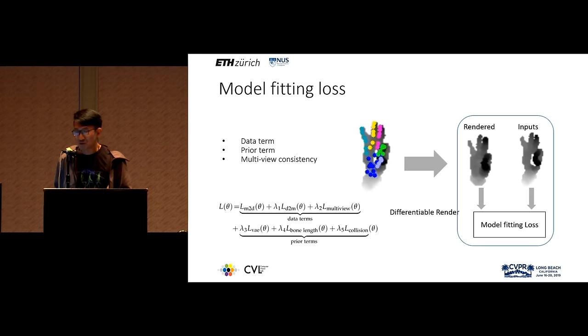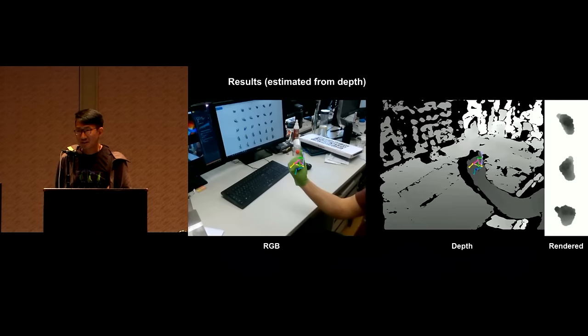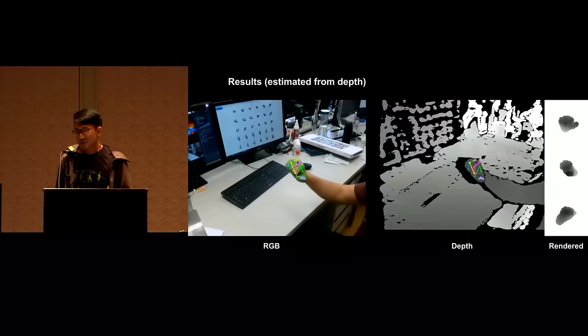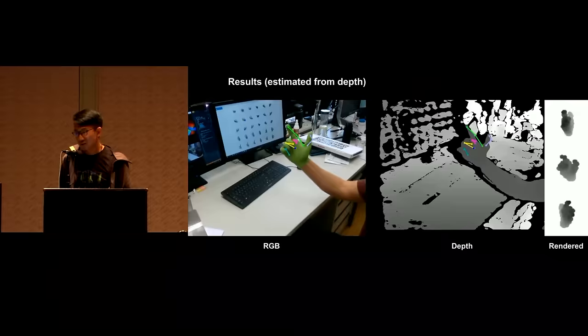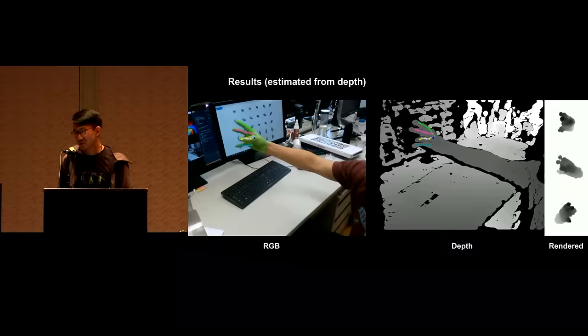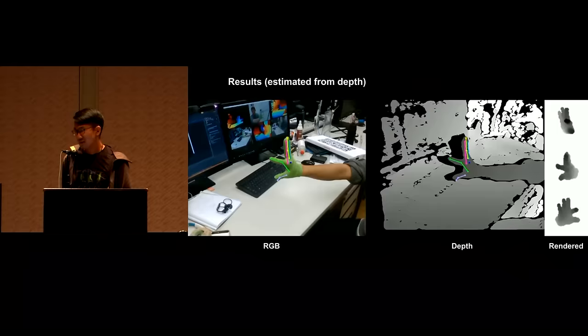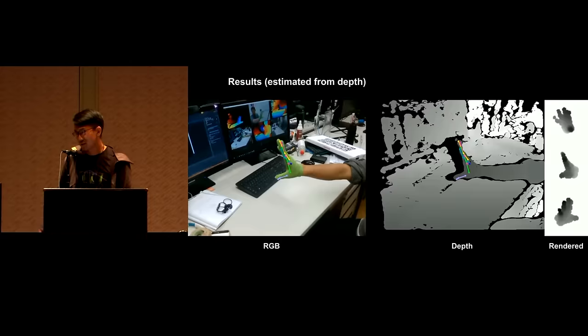And we also use multi-view consistency to deal with self-occlusion. The major difference here from the previous work is that we optimize over the network parameters instead of the pose parameters. And here are some qualitative results from our self-supervised method on some real-world datasets. The leftmost and rightmost columns are the reconstructed sphere models.